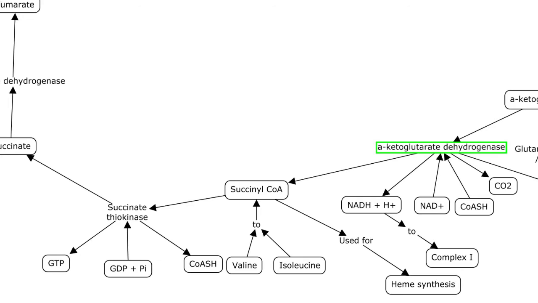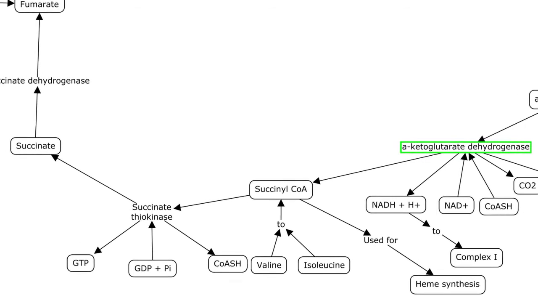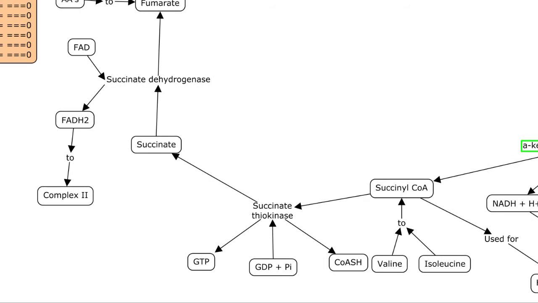Succinyl-CoA is also used for heme synthesis. So it's important to note that these intermediates, as they're being made and being used, can be siphoned off to do other things as well. So succinyl-CoA is going to be acted on by the enzyme succinate thiokinase. In this case, the CoASH is going to leave, which makes sense, because kinase, phosphorylating, thio, sulfur, and in CoASH the S is sulfur. You're also going to have a GDP, that's guanine diphosphate, and your Pi, your inorganic phosphate, and that's going to make GTP. So it's kind of random.